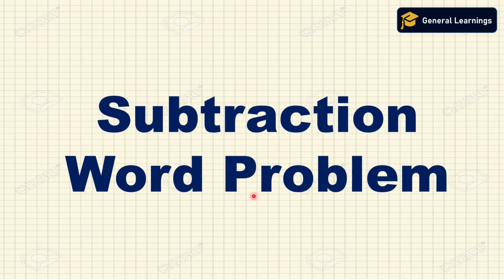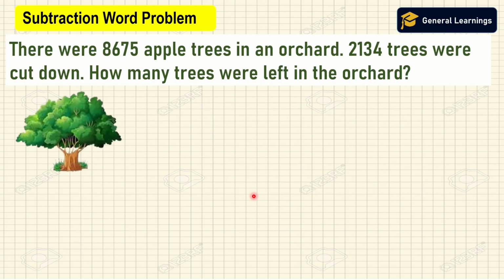In this video, you are going to learn about subtraction word problems. We will see one problem. There were 8,675 apple trees in an orchard. 2,134 trees were cut down. How many trees were left in the orchard?